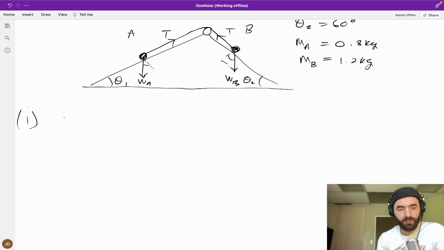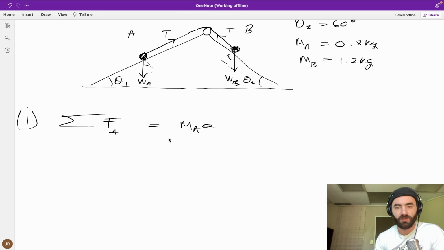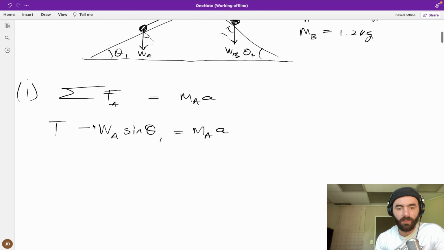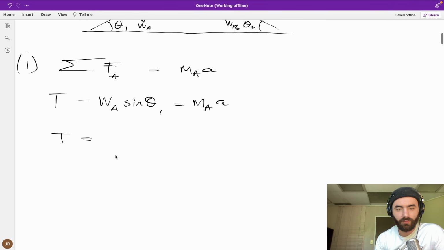Okay, so the sum of the forces about A is going to equal the mass of A times the acceleration of the system. What are the sum of the forces about A? Well, it's accelerating in this direction, so it's going to be tension minus the weight down the slope, which will be WA sine theta 1, equals mass of A times a. Take that over, we get an equation for the tension plus WA sine theta 1, because I know I'm going to have to substitute one into the other. We'll call that equation 1.